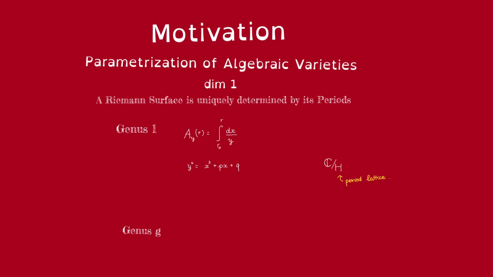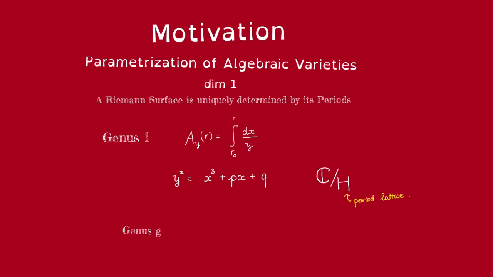So a non-singular complex variety of dimension 1 is just a Riemann surface. And it turns out that a Riemann surface is uniquely determined by its periods. So let's look at the story first in the case of genus 1, because elliptic curves are just so popular. Let's see what we mean by a Riemann surface is uniquely determined by its periods. A Riemann surface of genus 1 is going to be an elliptic curve.